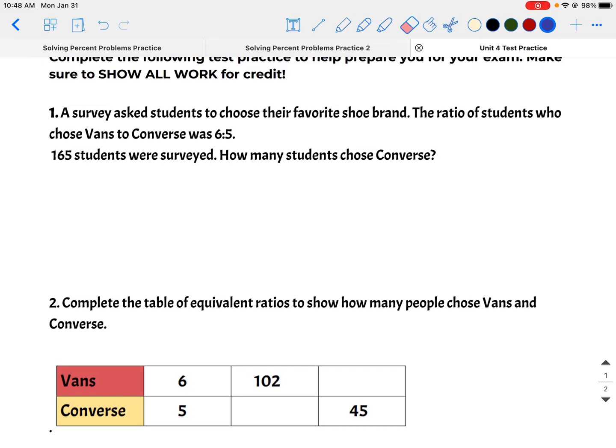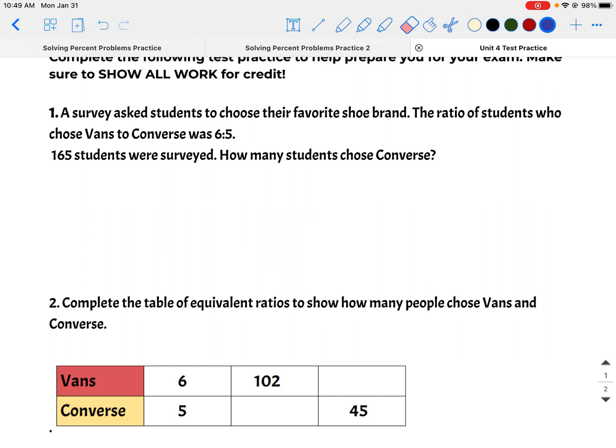Let's work on solving number 1 from your test practice. This says, a survey asked students to choose their favorite shoe brand. The ratio of students who chose Vans to Converse was 6-5. 165 students were surveyed. How many students chose Converse?